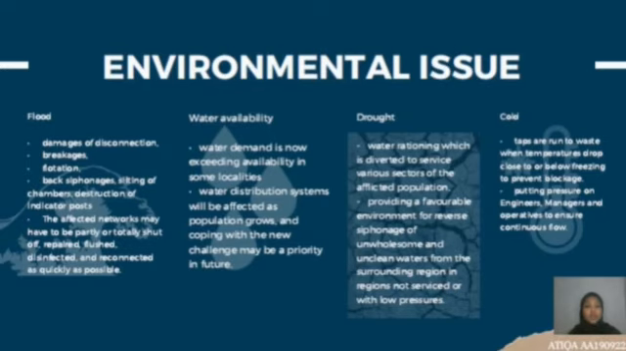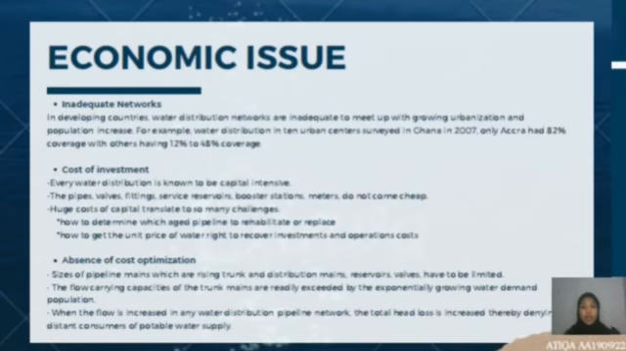Third is drought. Drought causes water rationing, which is diverted to service various sectors of the afflicted population. Fourth is cold. In temperate regions, taps are run to waste when temperatures drop close to or below freezing to prevent blockage.